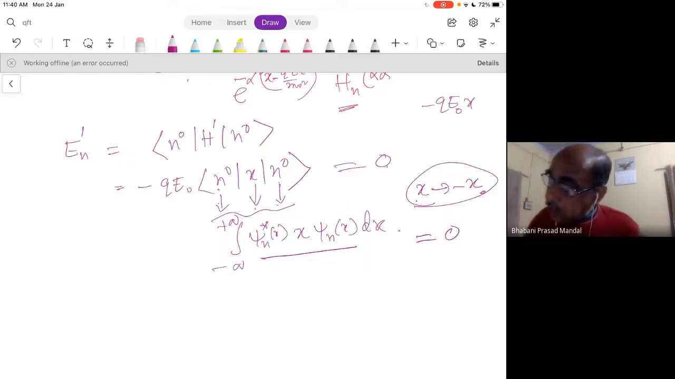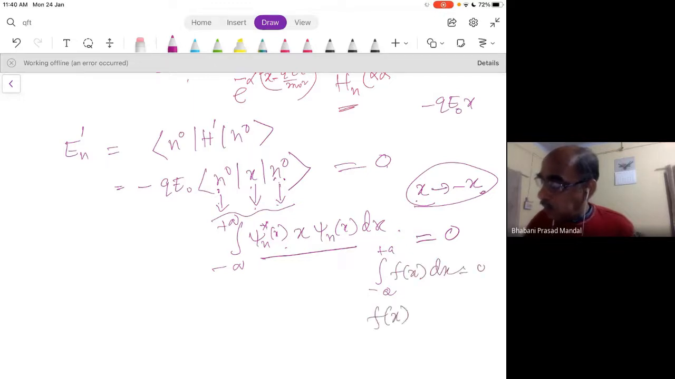Now suppose this wave function has a negative parity, that means when x goes to minus x, it will be minus. So this is a minus, this is a minus, and this is a minus. So either it will have one minus, so that the whole thing is negative, or it will have three minus, so the whole thing is negative. And you know the integral from minus a to plus a of f(x) dx equals 0 if f(-x) is minus f(x), an odd function.